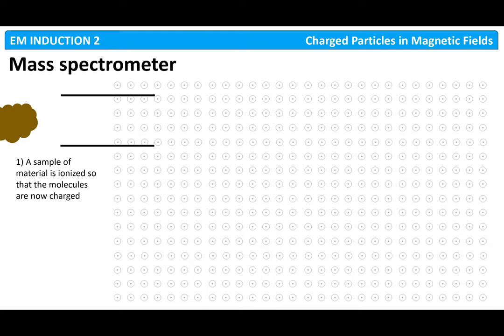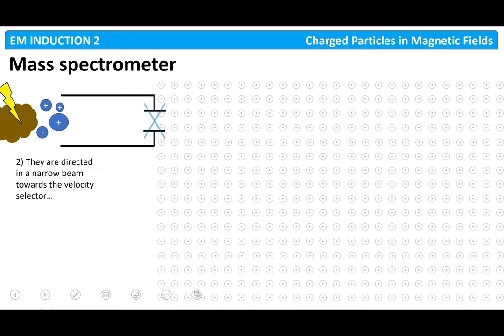And with a mass spectrometer, what we're trying to do is figure out what is inside a sample. So for example, for a Mars rover, we might take a sample of material and ionize it. So we're going to put energy in to strip away electrons to turn that sample into a gas of positively charged particles. And we're going to direct them, using an electric field, towards something called the velocity selector. And that's what this thing here is. Now, let's take a closer look at the velocity selector.